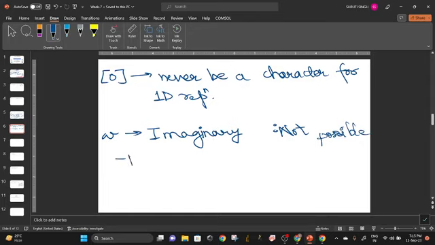Okay, omega is imaginary, right? -1 minus root 3 by 2, something like that, and omega square is plus. So imaginary numbers also cannot be the basis.